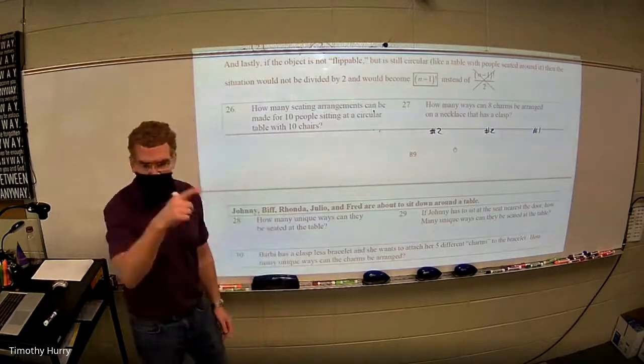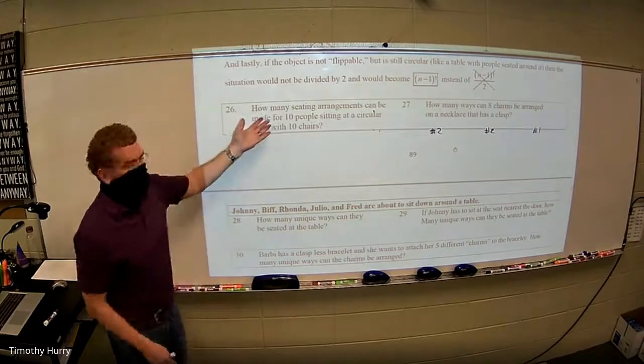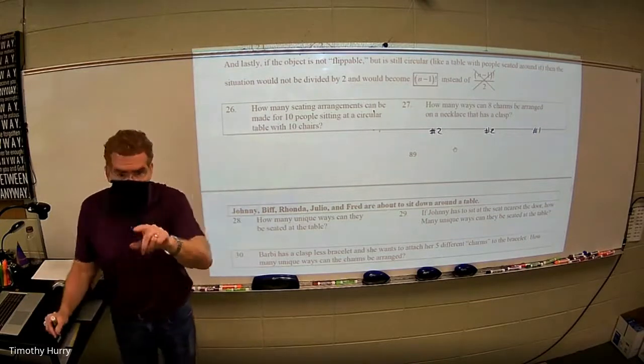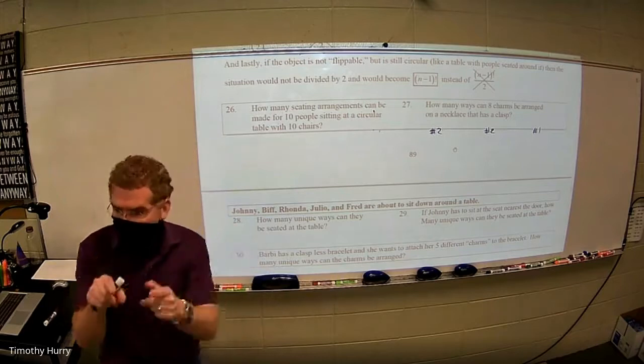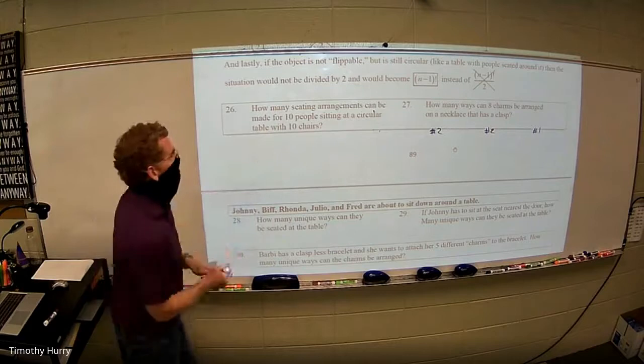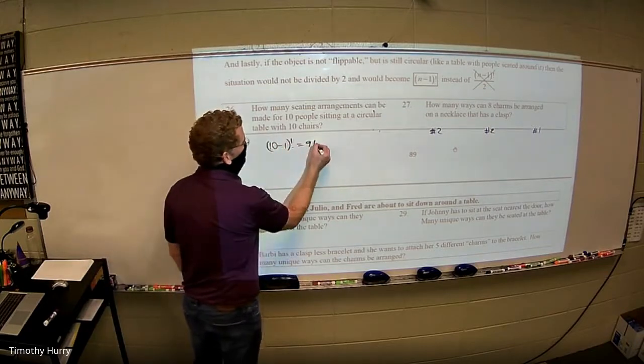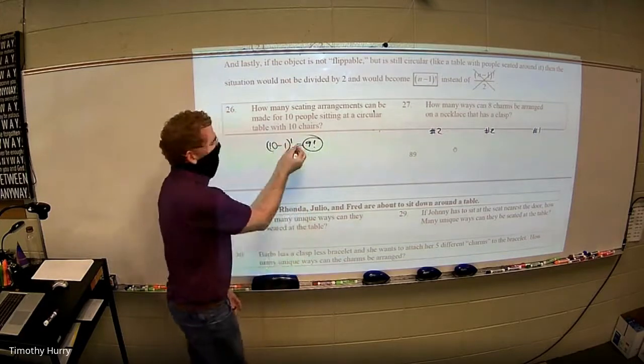So if I have a circular table with 10 chairs and I'm arranging 10 people, well, that didn't even suggest that there's a seat that has to be left open or one of the guys has to sit here. There's no other conditions, right? So totally circular. I'm going to say 10 minus 1 factorial, which is 9 factorial. You don't have to write 10 minus 1.